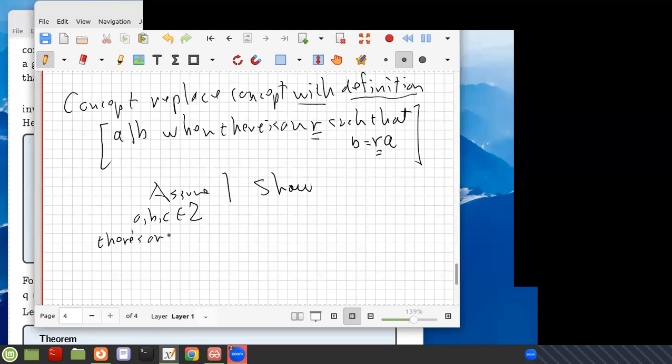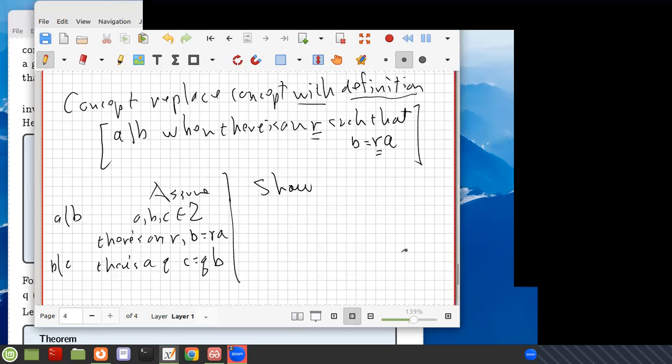There's an r such that b equals r times a. And then there's a q such that c equals q times b, because this first one was a divides b, and the second one was b divides c. So there has to be a number q such that b times q is c. And the one to show was a divides c.